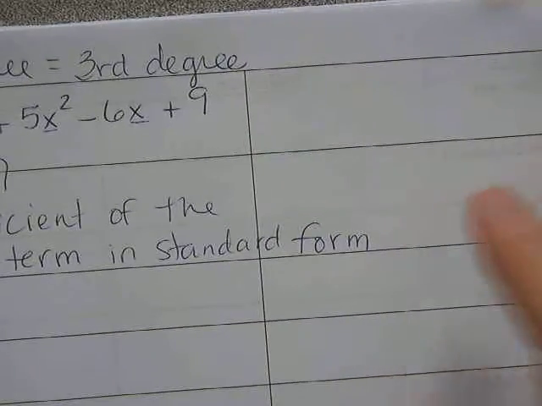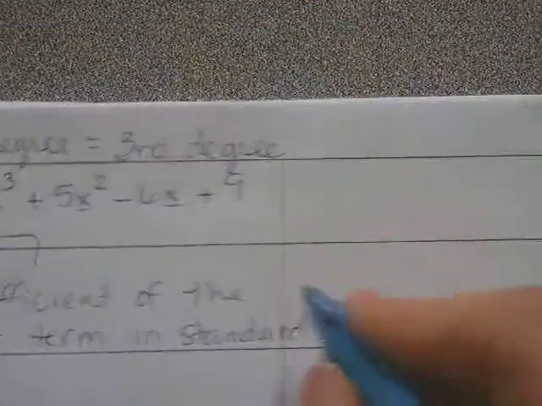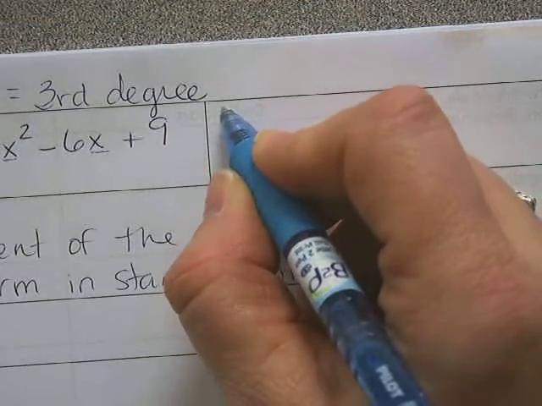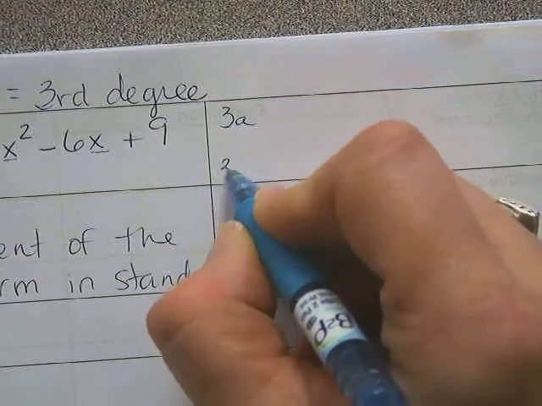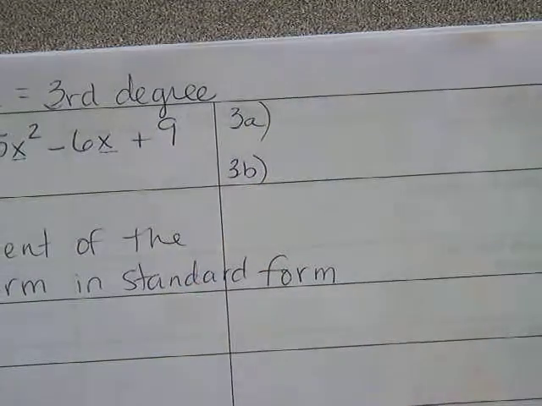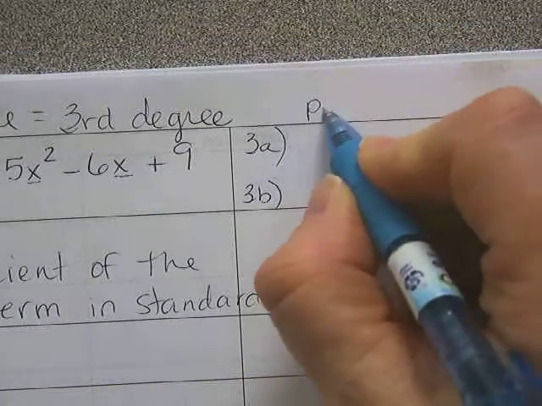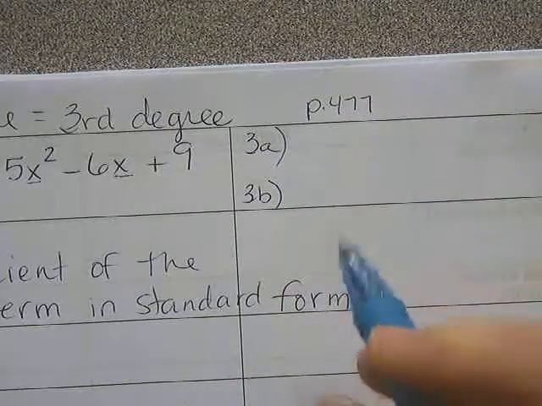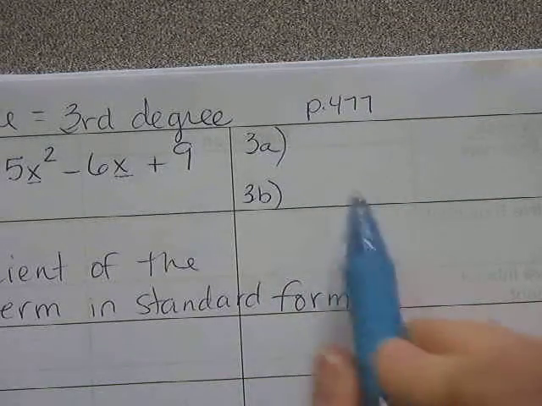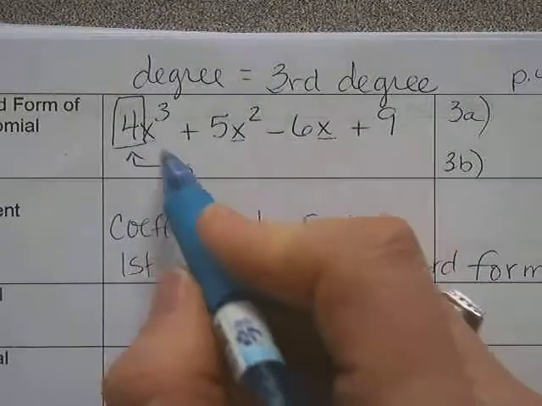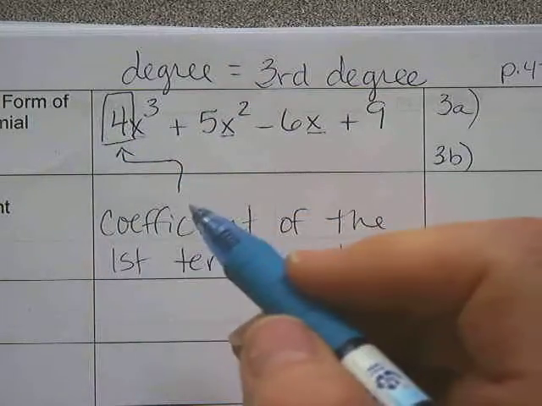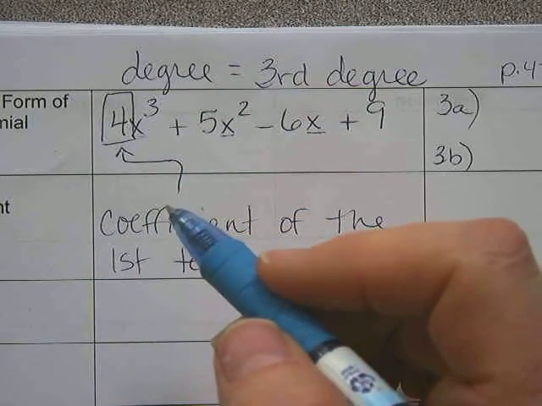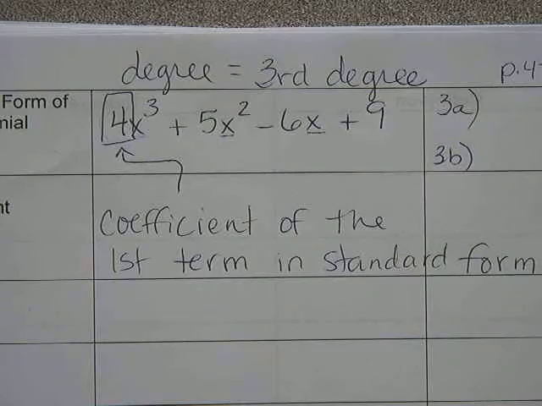So what I'd like you to do is pause the video for a minute, and in this box you're going to do 3A and 3B for the checkpoint, which is on page 477. It's going to give you a polynomial and it wants you to write it in standard form, identify what the leading coefficient is, and then I'd like you to find the degree.